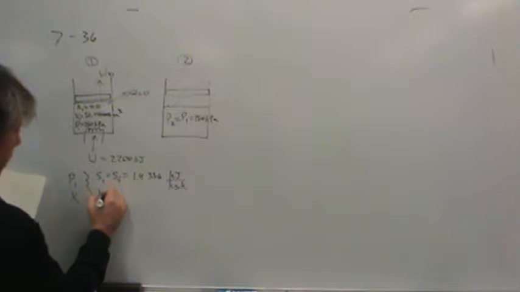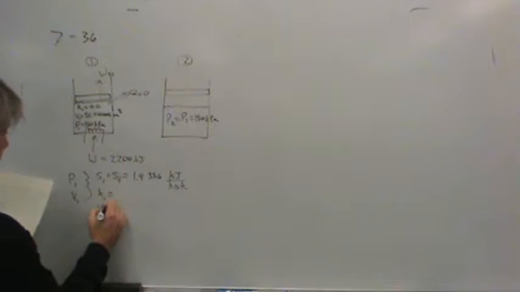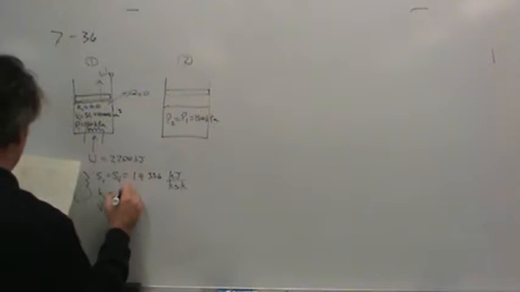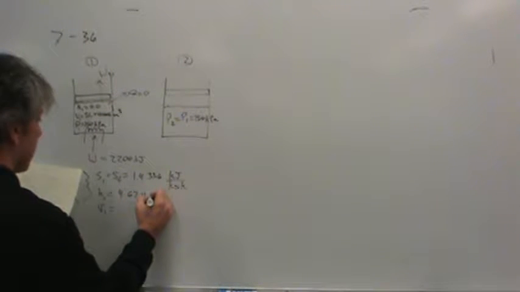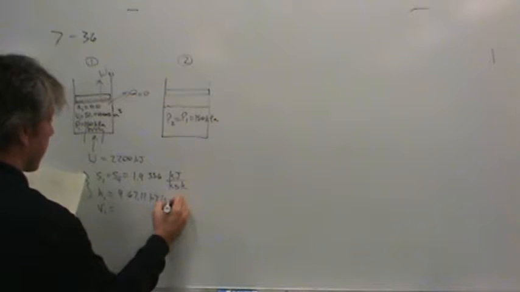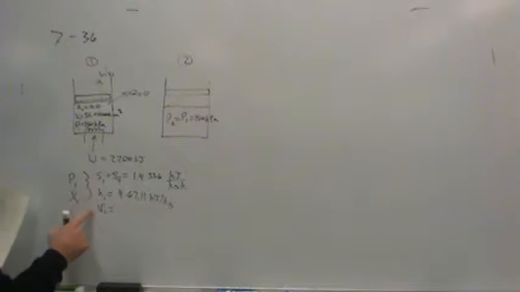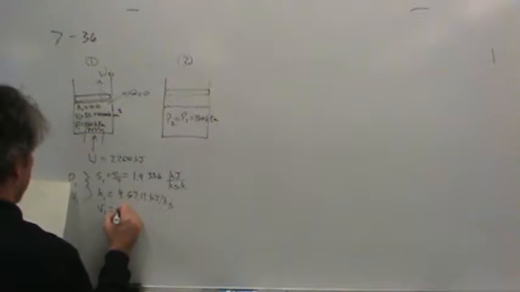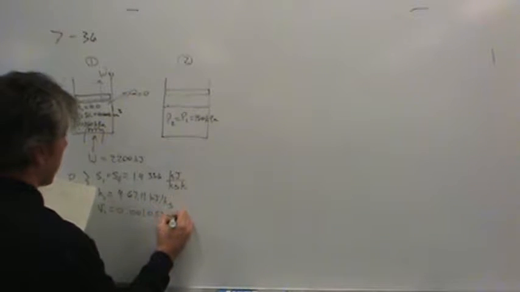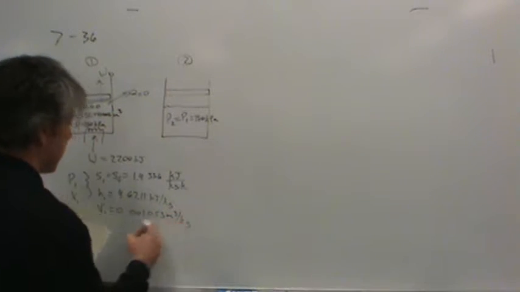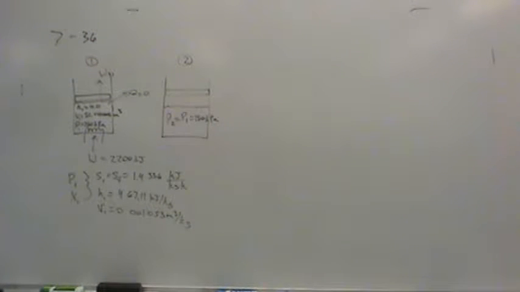And while we're there, we'll look up the enthalpy and the specific volume because we're going to need those later. The enthalpy is 467.11 kilojoules per kilogram. Of course, this is just h_f. v_f is just 0.001053 cubic meters per kilogram. Still roughly 1,000 kilograms per cubic meter of density.